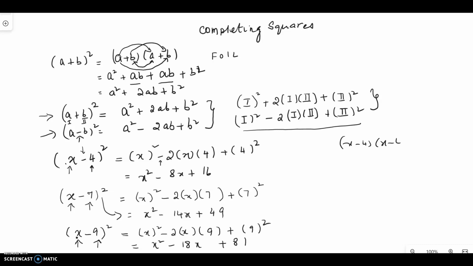Now, what if we had a plus instead? The only thing that's going to change is the sign of the middle term.